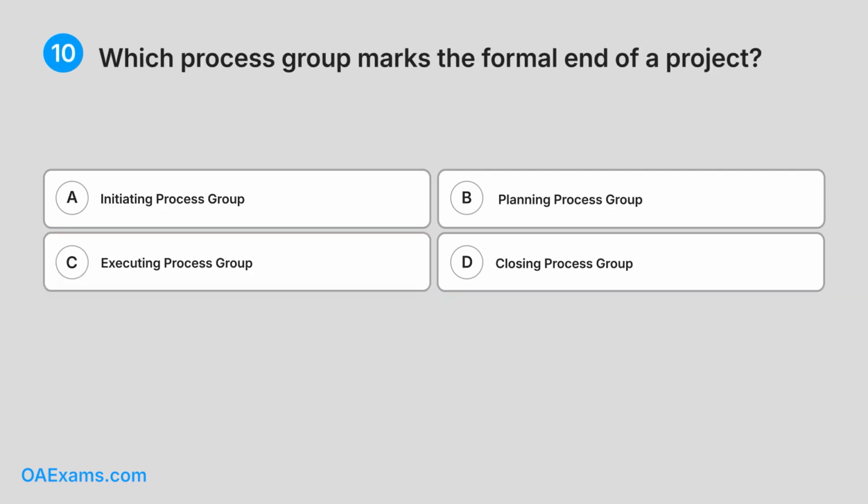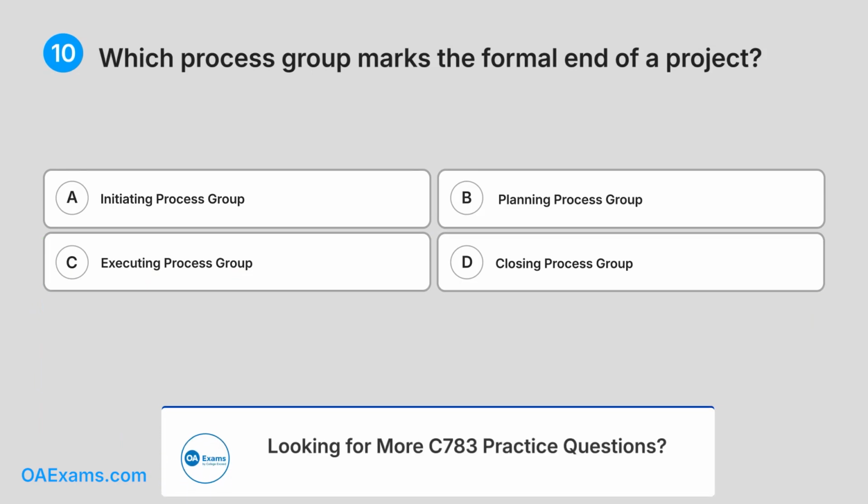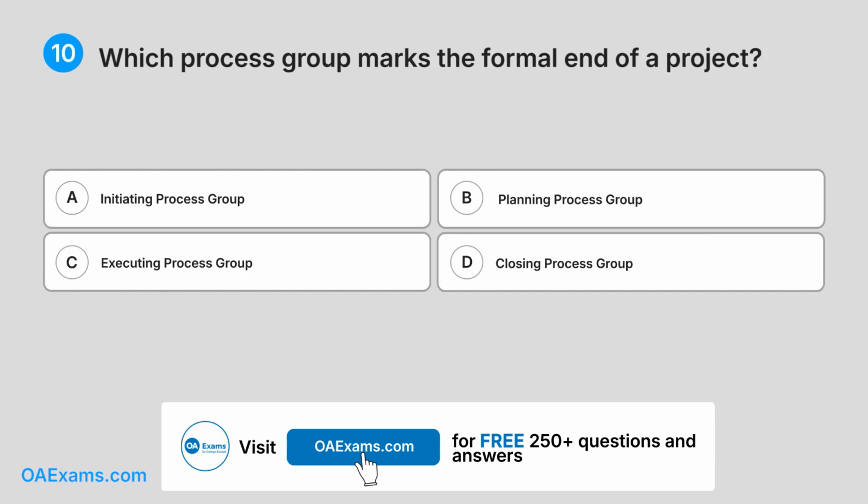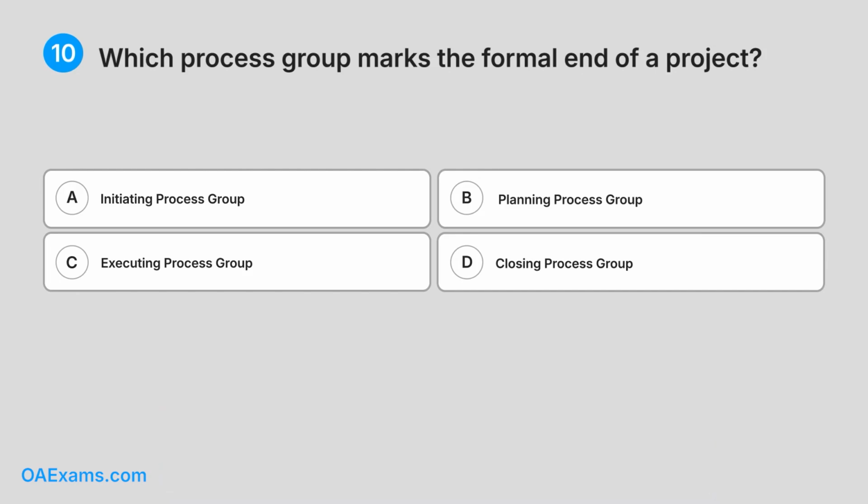10. Which process group marks the formal end of a project? A. Initiating process group. B. Planning process group. C. Executing process group. D. Closing process group. Can you guess the answer?